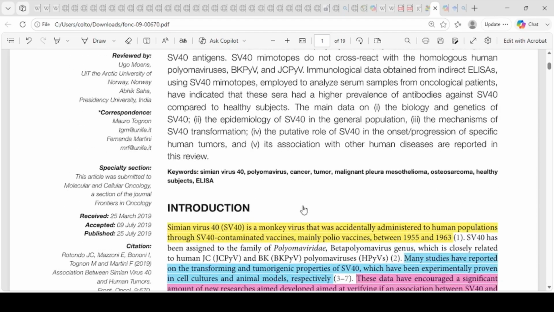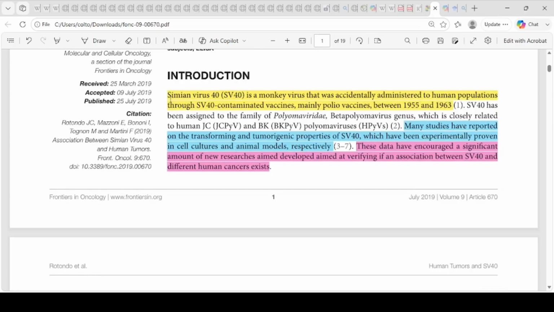So now we're going to get into the paper. They start off by giving an overview of what Simian virus 40 is. Like I said before, it's a virus normally found in monkeys, and it was accidentally administered to humans through contaminated vaccines, mainly polio vaccines, between 1955 and 1963. Again, in terms of how many people were infected, the answer is it's not known, but it could be somewhere between 10 and 100 million people worldwide. So a very, very serious mistake made by scientists. And most people aren't even aware that this happened. Most scientists aren't even aware that this happened.